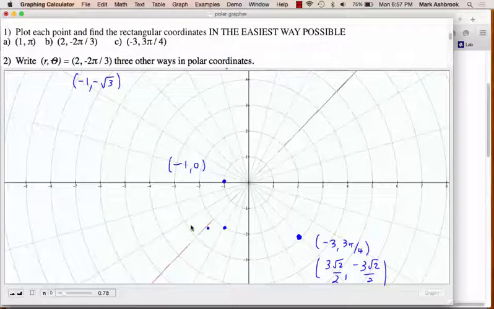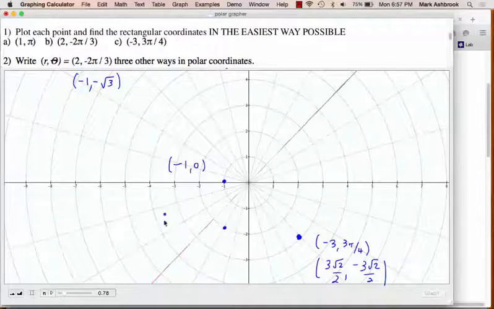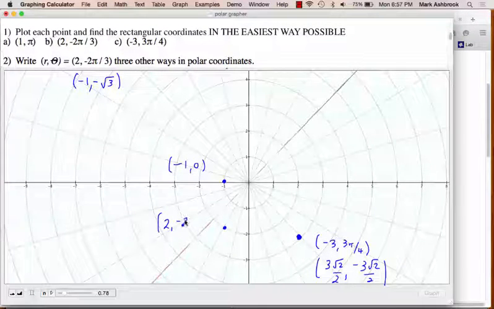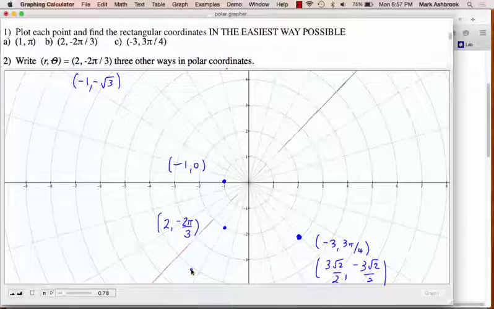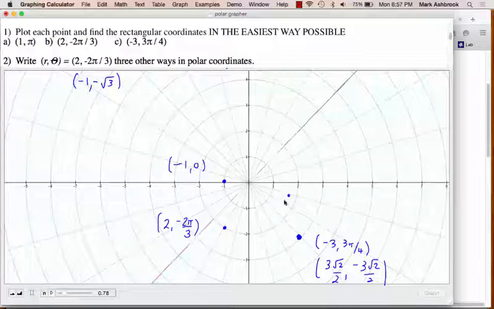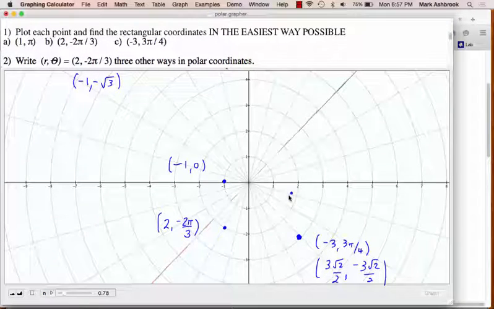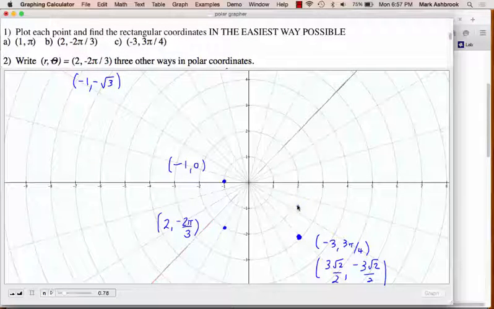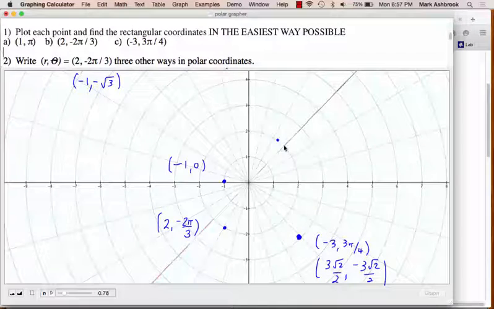Okay, now this one, which we originally said was 2, negative 2 pi over 3, we want to write that 3 different ways in polar coordinates. 3 more ways in polar coordinates. Suggestion, one way to do that. What's that? Minus 2 and pi over 3. Does it work? Yes. Pi over 3 brings you here. Minus 2 then brings you down here.